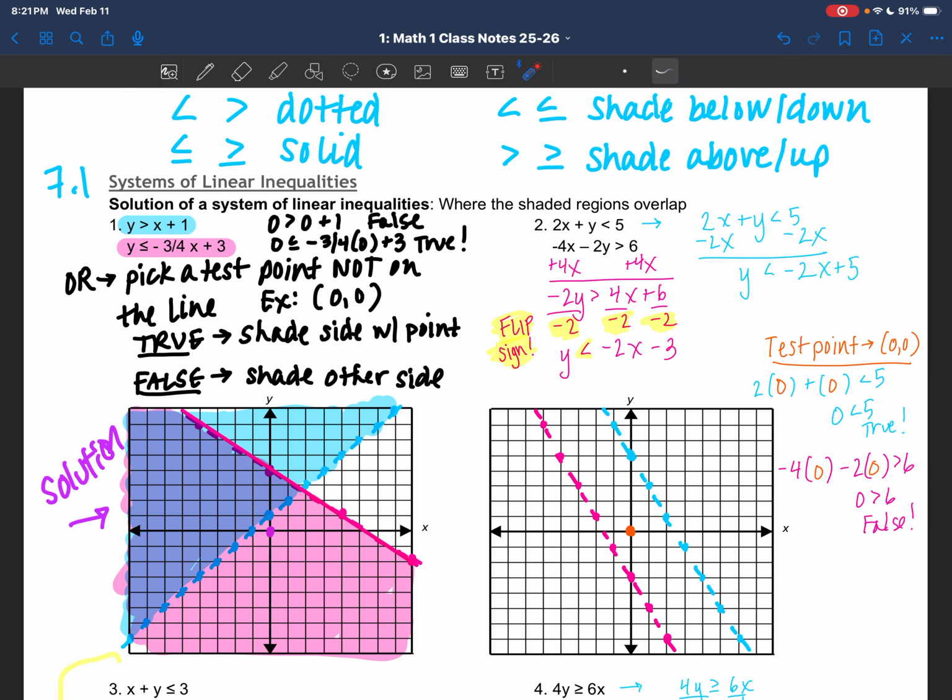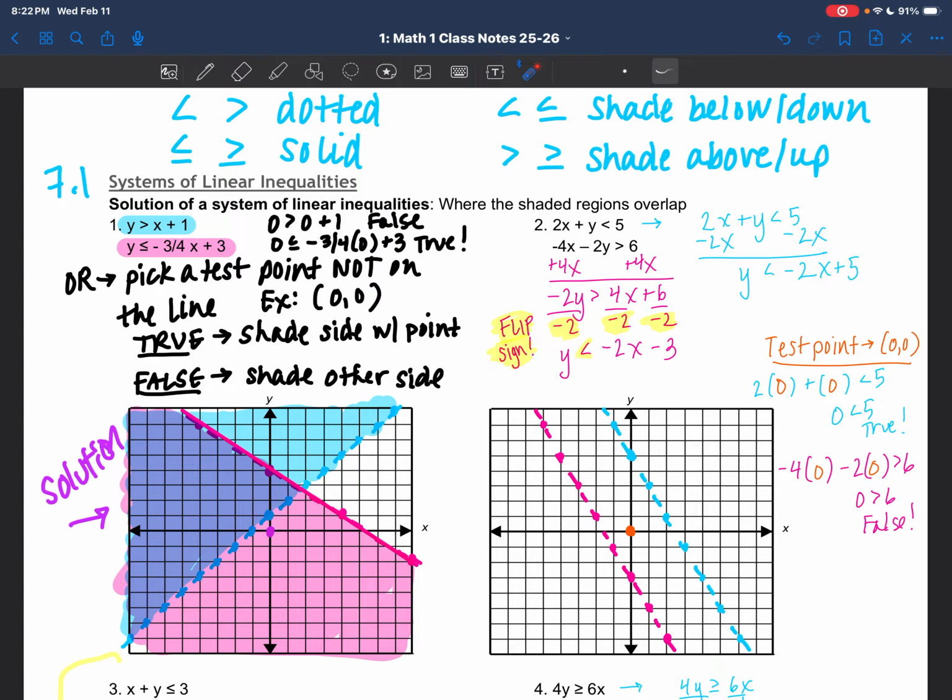All right, now on this one, I showed you how to convert both, and I did the blue, and that is dashed. And then I converted this equation to this, and again, that is dashed. So right now they don't intersect because they're parallel lines, but we want to know the shading for the inequalities. So we're going to do a test point.